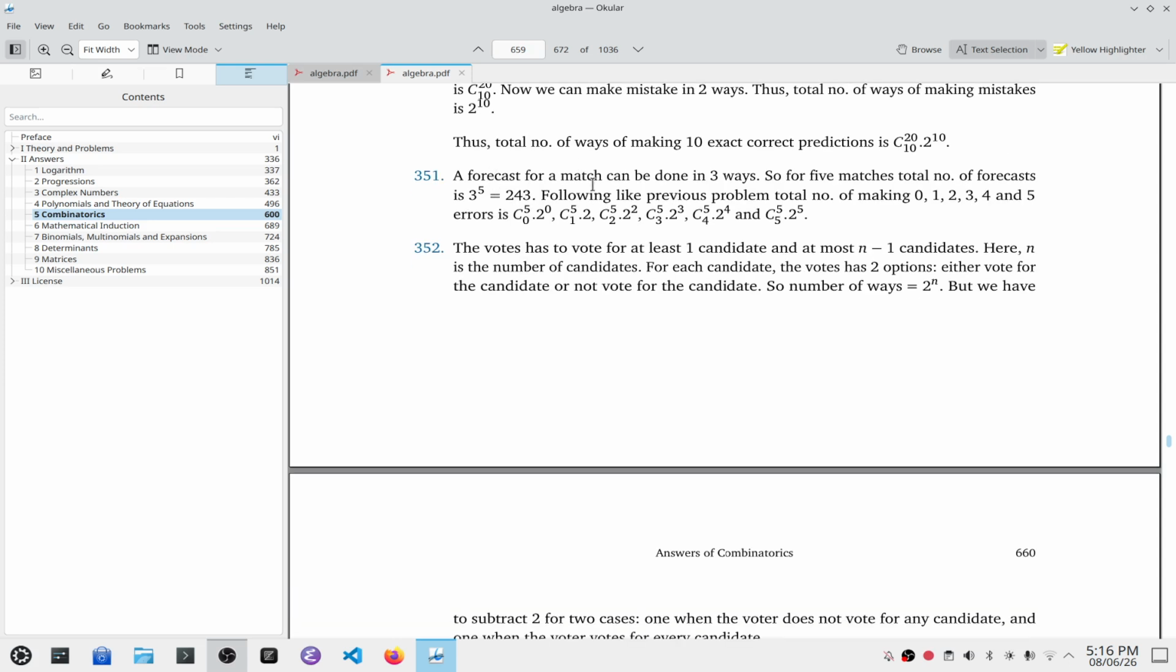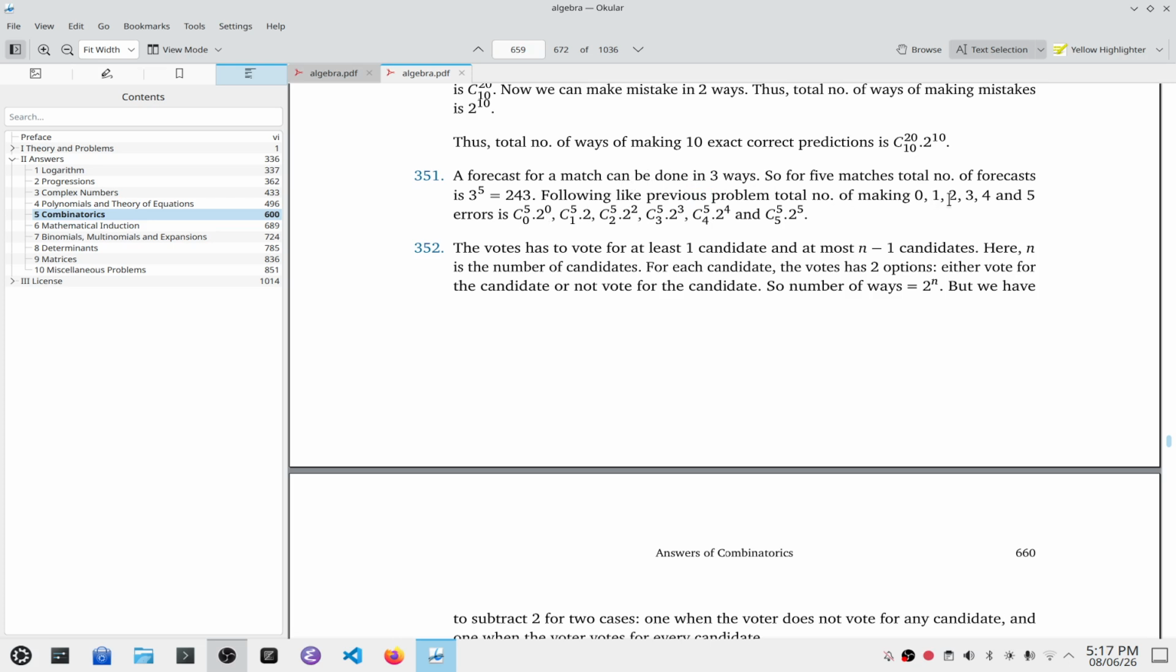So a forecast can be done in 3 ways. So for 5 matches, the total number of forecasts is 3 to the power 5. That is 243. Following the previous problem, the number of ways of making 0, 1, 2, 3, 4, and 5 errors is 5C0 times 2 to the power 0, 5C1 times 2 to the power 1, 5C2 times 2 to the power 2, and so on. So see, we refer to the previous problem. That is why it is important that you watch the previous videos.